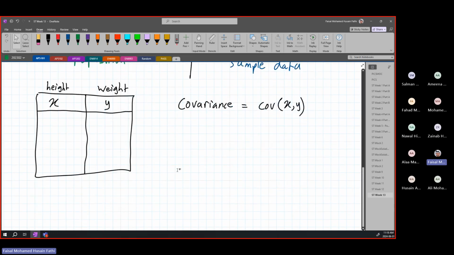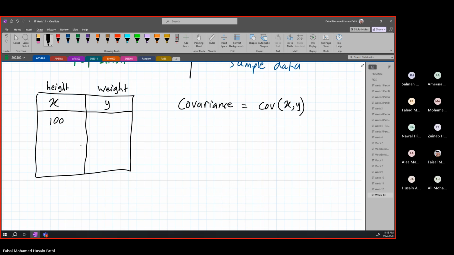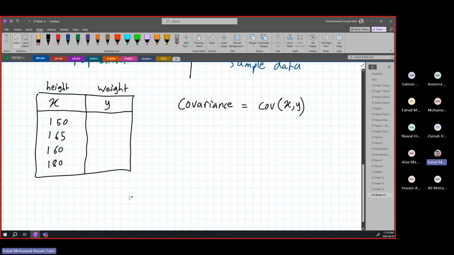Let's say we have values for X and Y. For the height, let's be more realistic, like 150, 165, 160, 180, for example. Let's say these are the heights of people that we found, and these are the weights for said people: 60, 80, 100, 90. So what if we wanted to find the covariance, or in other words, the relationship between the height and the weight for these data points?